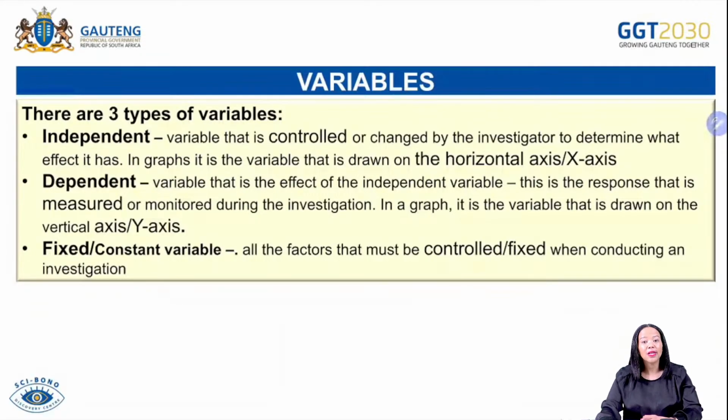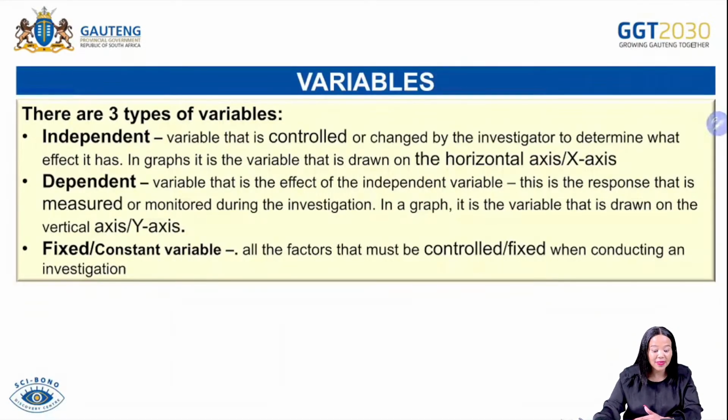Good, moving on. As I've alluded to previously, we have 3 types of variables. The independent variable is the variable that influences the outcome of the experiment. That is the variable that influences the dependent variable. That is the variable that the investigator can manipulate and can change. And in most cases, we find the independent variable on the x-axis when it comes to the graph. And the dependent variable, we normally find on the y-axis.